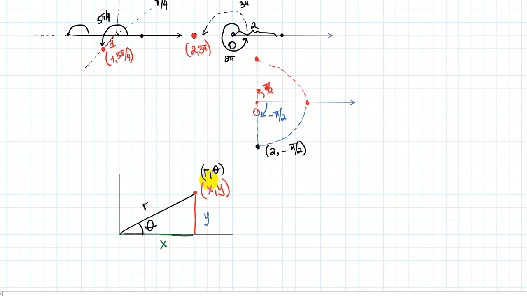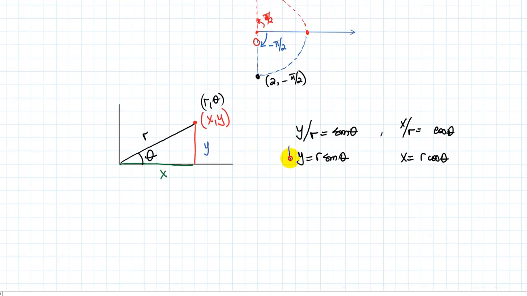For example, if you know r and theta, how do you find y? I know that y divided by r is equal to the sine of theta, and x divided by r is equal to the cosine of theta. So I can find y as r multiplied by the sine of theta, and x is equal to r multiplied by the cosine of theta. This is the formula for finding the x and y coordinates if you know the r and theta coordinates of the point. Let's do an example.